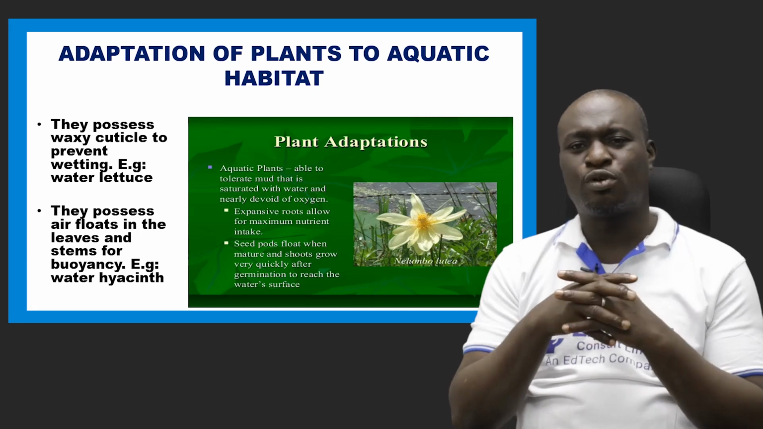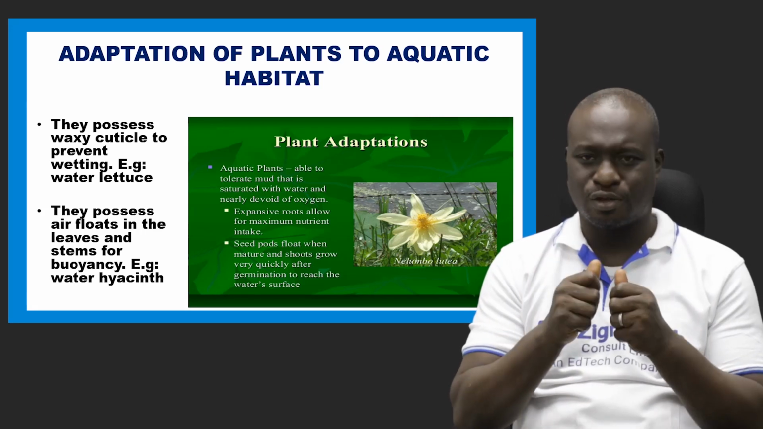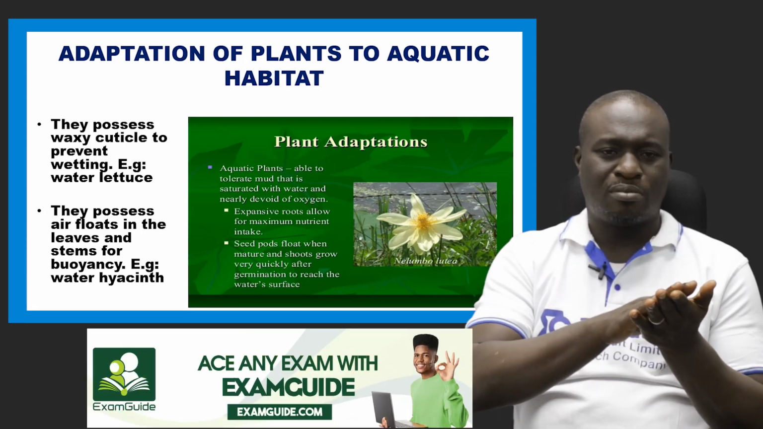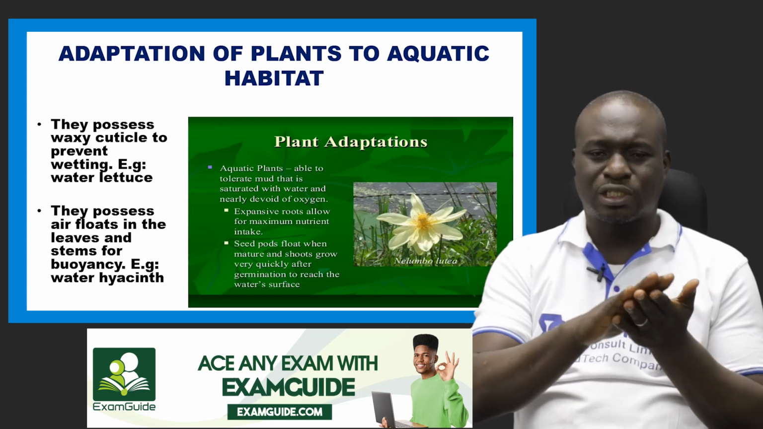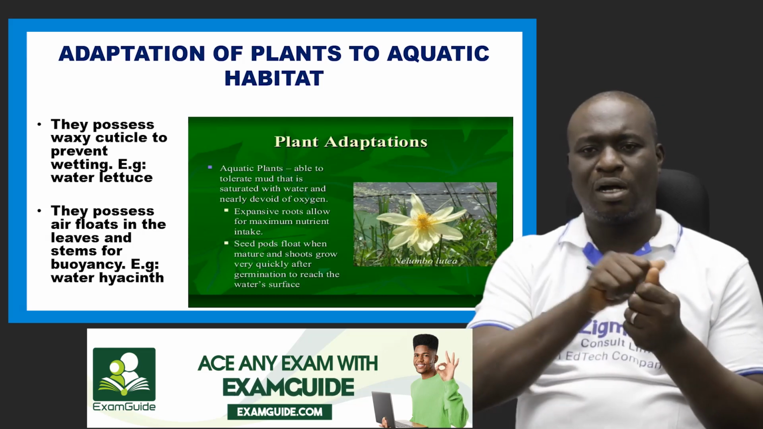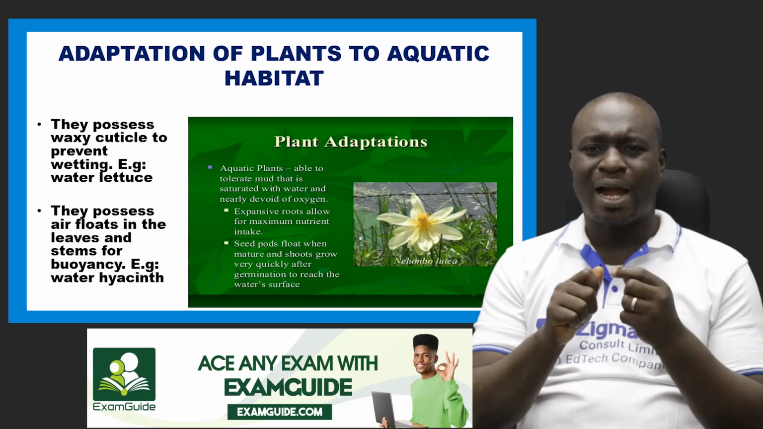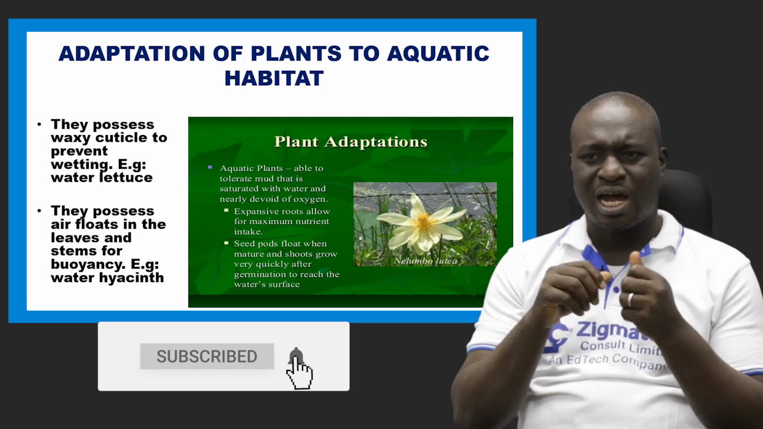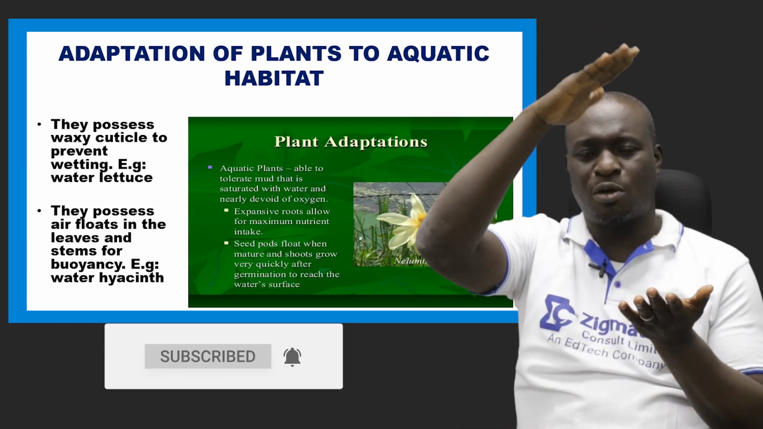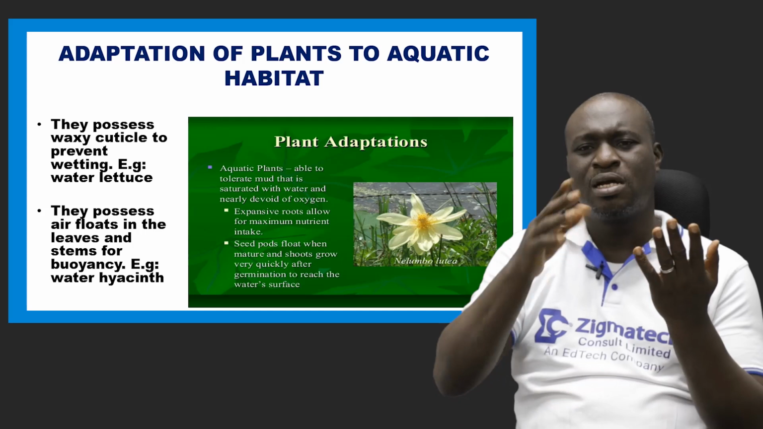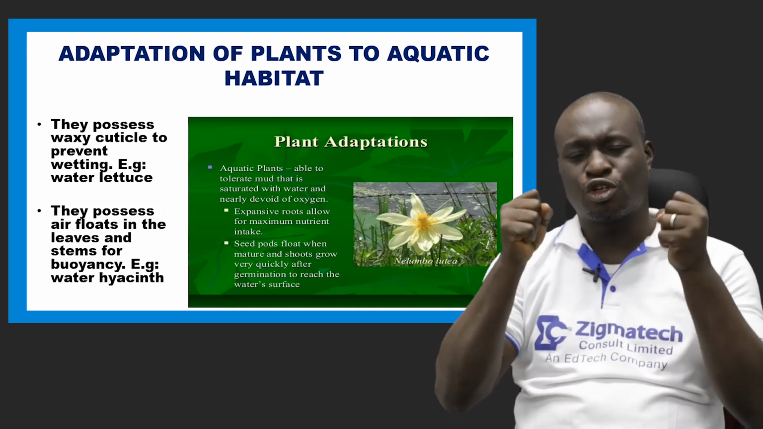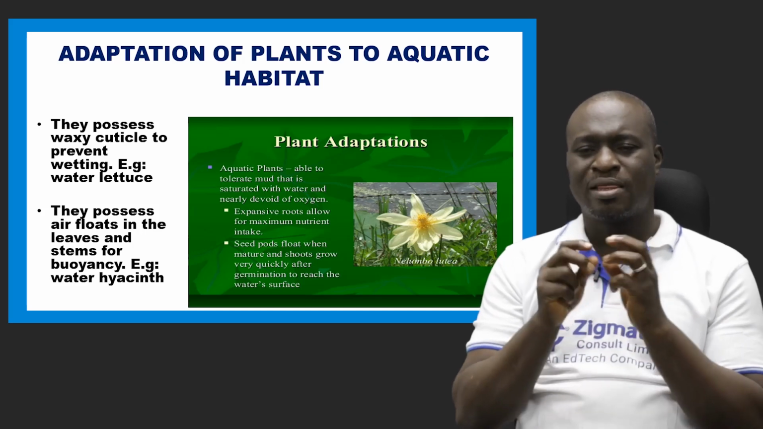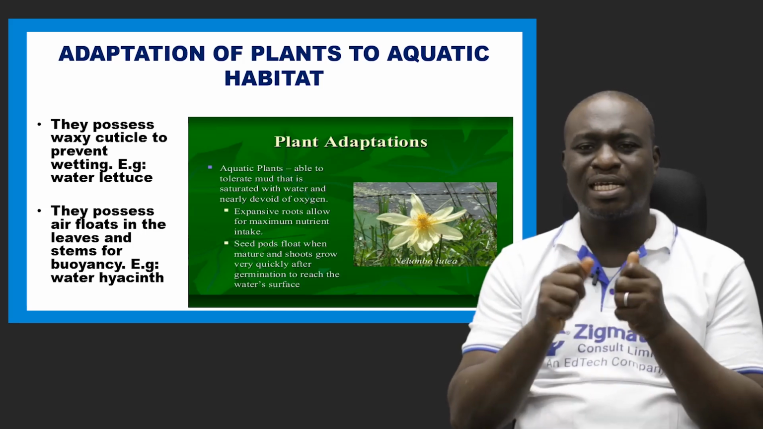Number one is that they possess what we call waxy cuticle. Waxy cuticles are waterproof-like membrane or substances you see on the epidermis of leaves of plants. Now, why are they there? They are there to prevent wetting of the leaves. Have you noticed that sometimes when rain falls on some parts of the leaves, you'll find out that the leaves are not soaked or wet? The reason is the presence of these waxy cuticles.